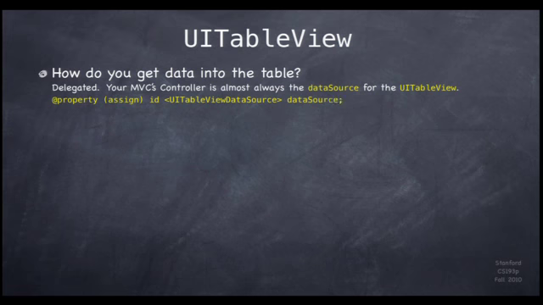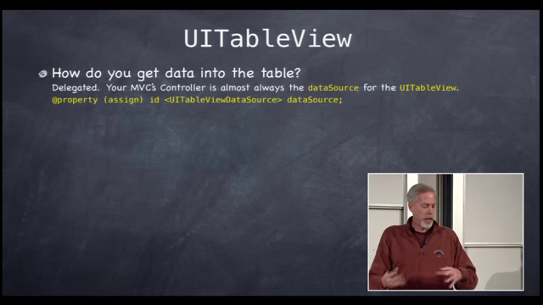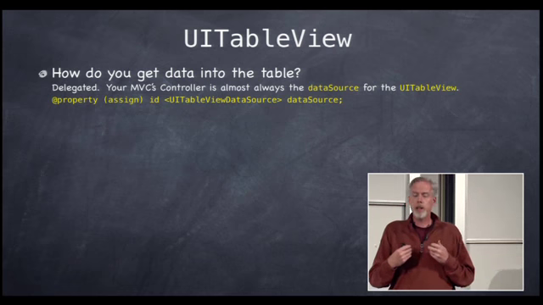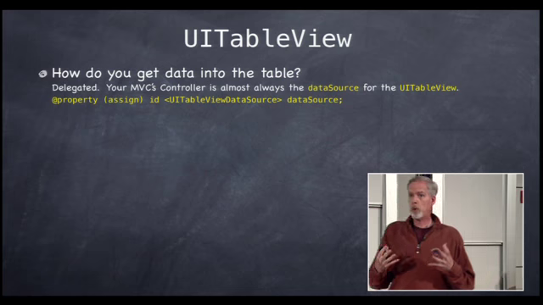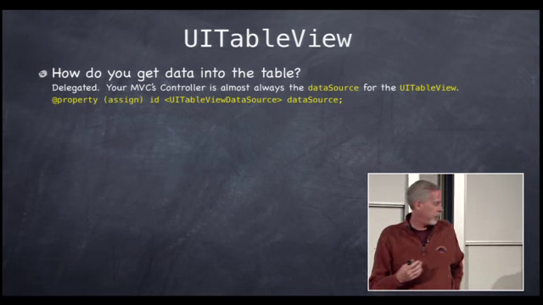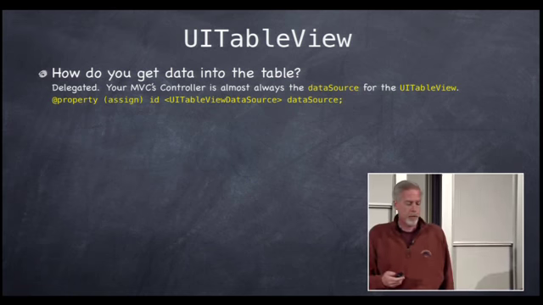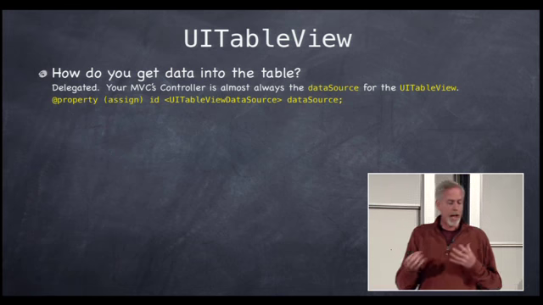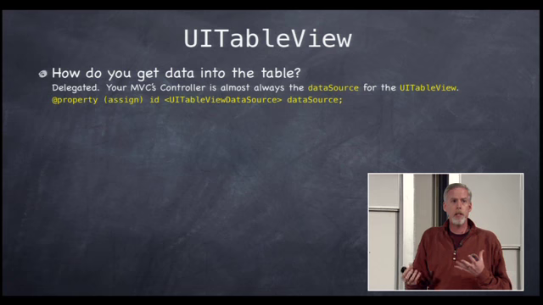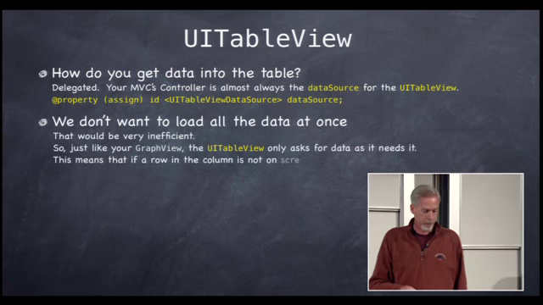So how do we get data into this table? So we know what it's going to look like visually now, approximately. How do we get the data in? And the answer is we have this data source delegate that you set on the table view. And so that data source is going to be asked for the information in the table, and it's going to be asked in an efficient way.